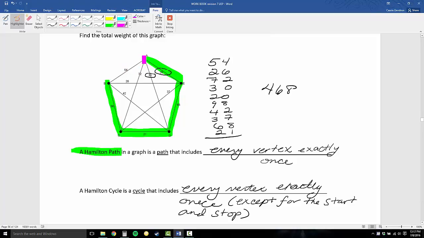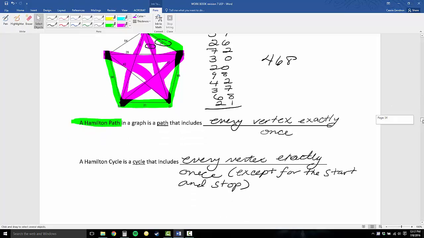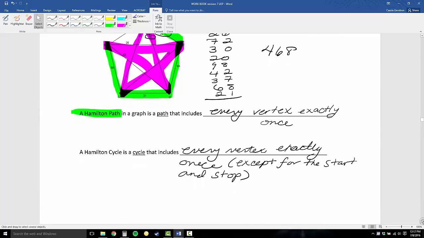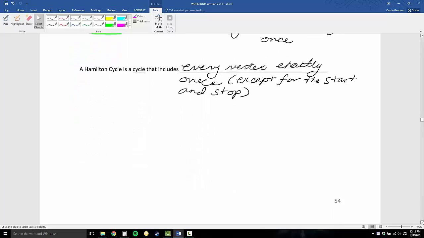And a Hamilton cycle could look something like this, where I hit every vertex exactly once. I'm sorry, my penmanship game is not on point today. Now we are going back to the arrow. Those are just two examples of Hamilton cycles and paths, but we'll go over it some more.